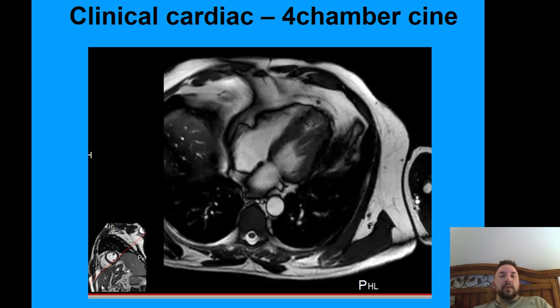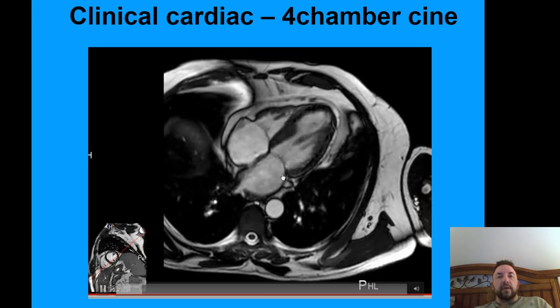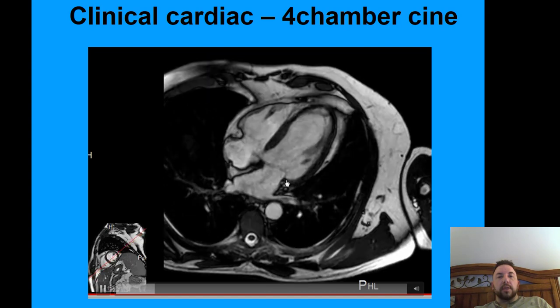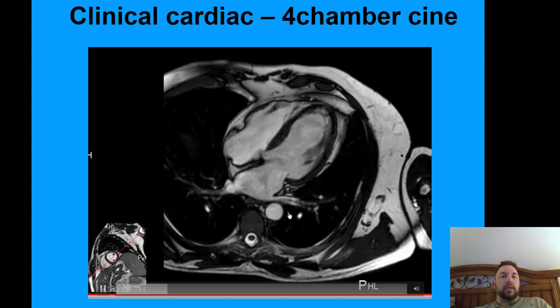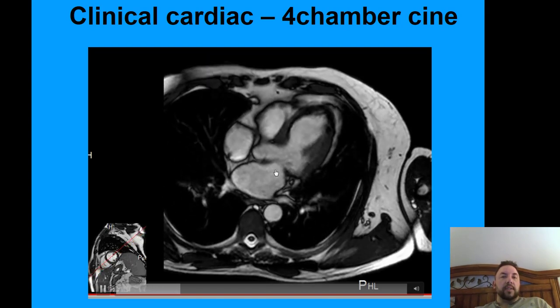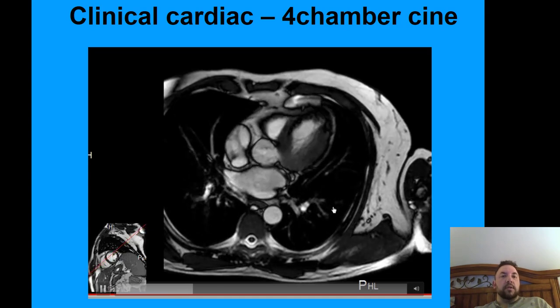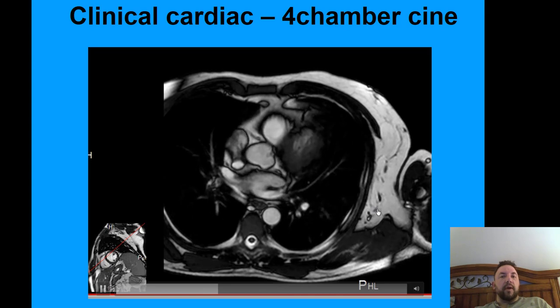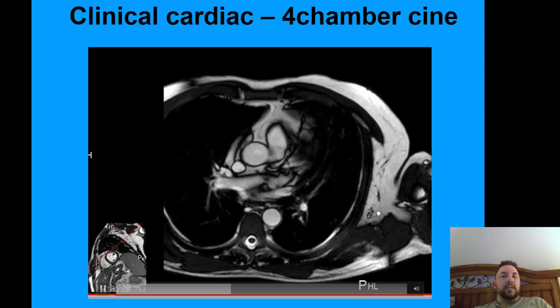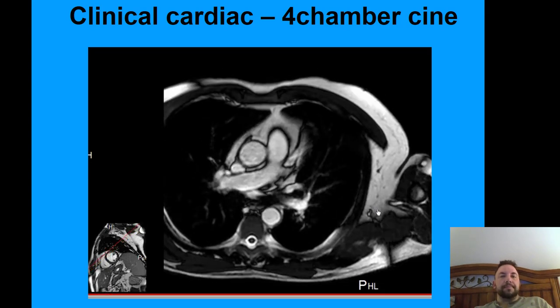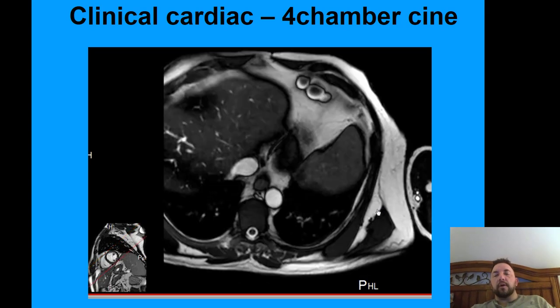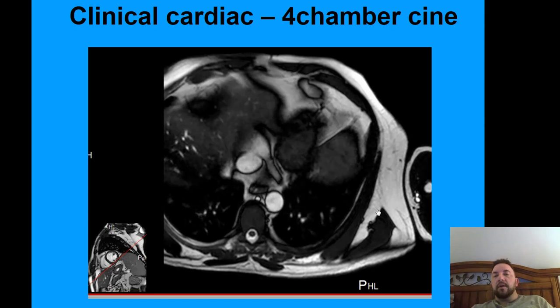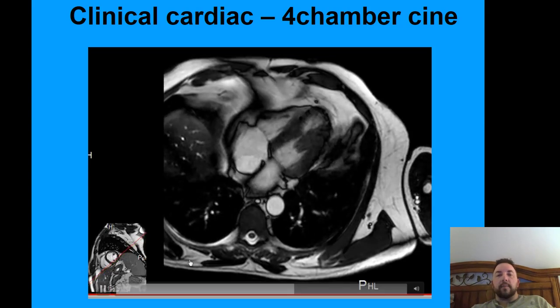Most important sequence we do, take a look at the actual valves moving when they open and they close, and you see the movement of blood going in and out of chambers. If you see black, that's regurgitation, so that's flow going in the wrong direction. That was the aortic valve inside there. So you're seeing this functionality, if you will, the beating or the moving heart. That's a really crucial aspect of the diagnostic component of cardiac MR.